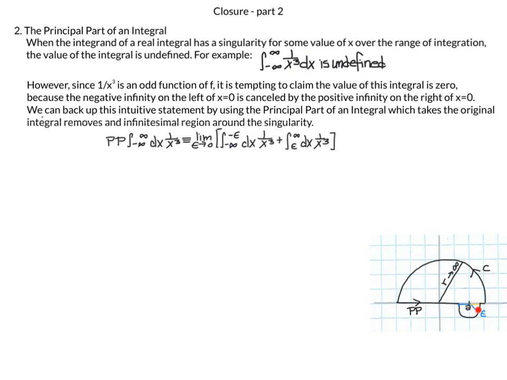Epsilon approaches 0, and again we're going from negative infinity up to negative epsilon. This actually assumes we're centered at 0, our singularity is at 0, which it is for x cubed. So it's 0 minus epsilon, which is just minus epsilon, plus, and then our 0 plus epsilon, which is just epsilon, to infinity.